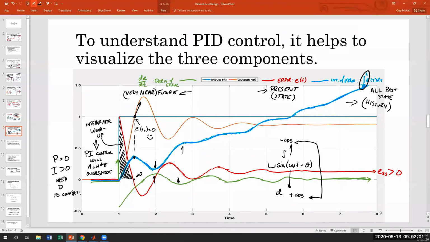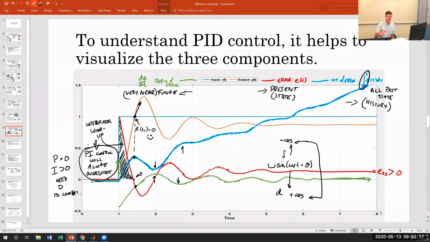Is there always overshoot with the PID controller or just the PI? No, so this is true only for PI, because if we introduce the derivative, then we get this negative effect, and so we can actually overcome that. So this statement is exactly what I meant to say. PI control will always overshoot. That's why you usually see PID and not just PI.